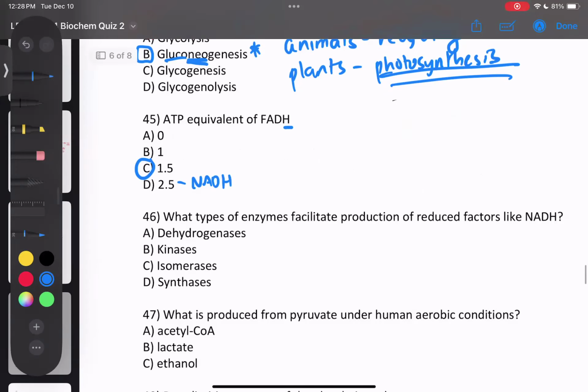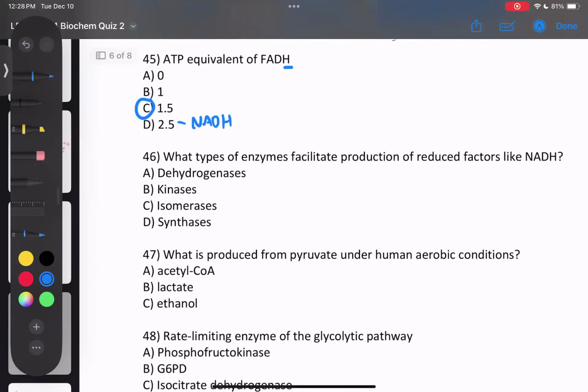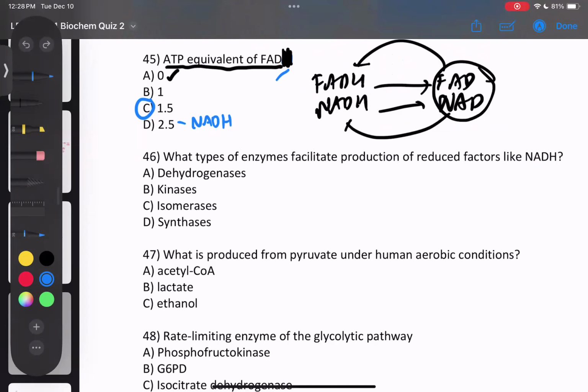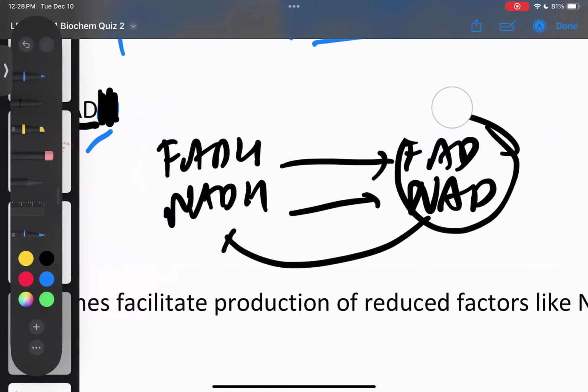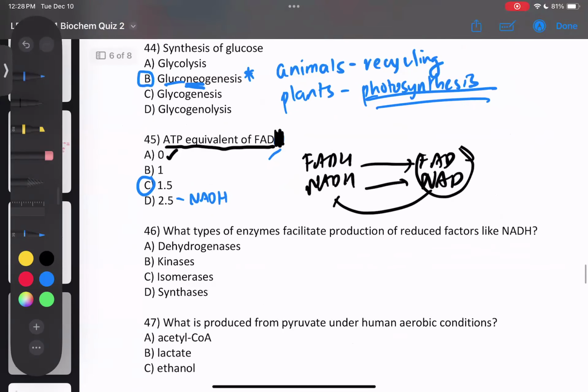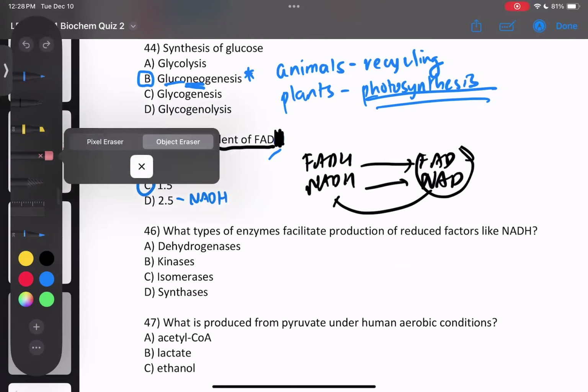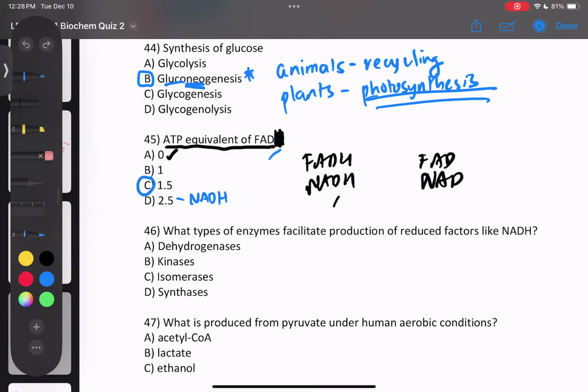Okay? What enzymes facilitate production of it? I shouldn't have erased that thing earlier. So, di ba, I was able to convert FADH, baliktad pala dapat. So, production of reduced factors. So, dapat yung arrow natin is something like backward, FAD to FADH, and NAD to NADH.